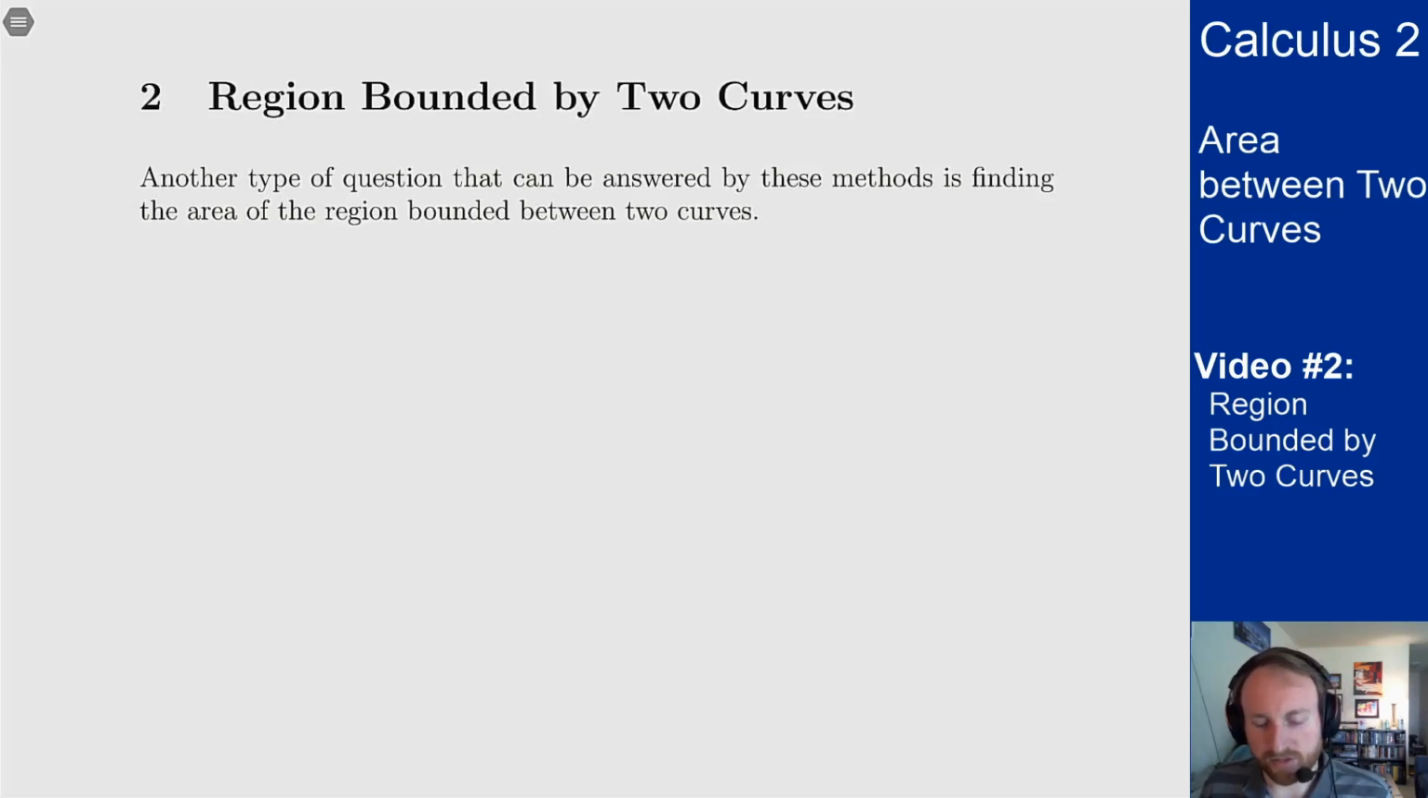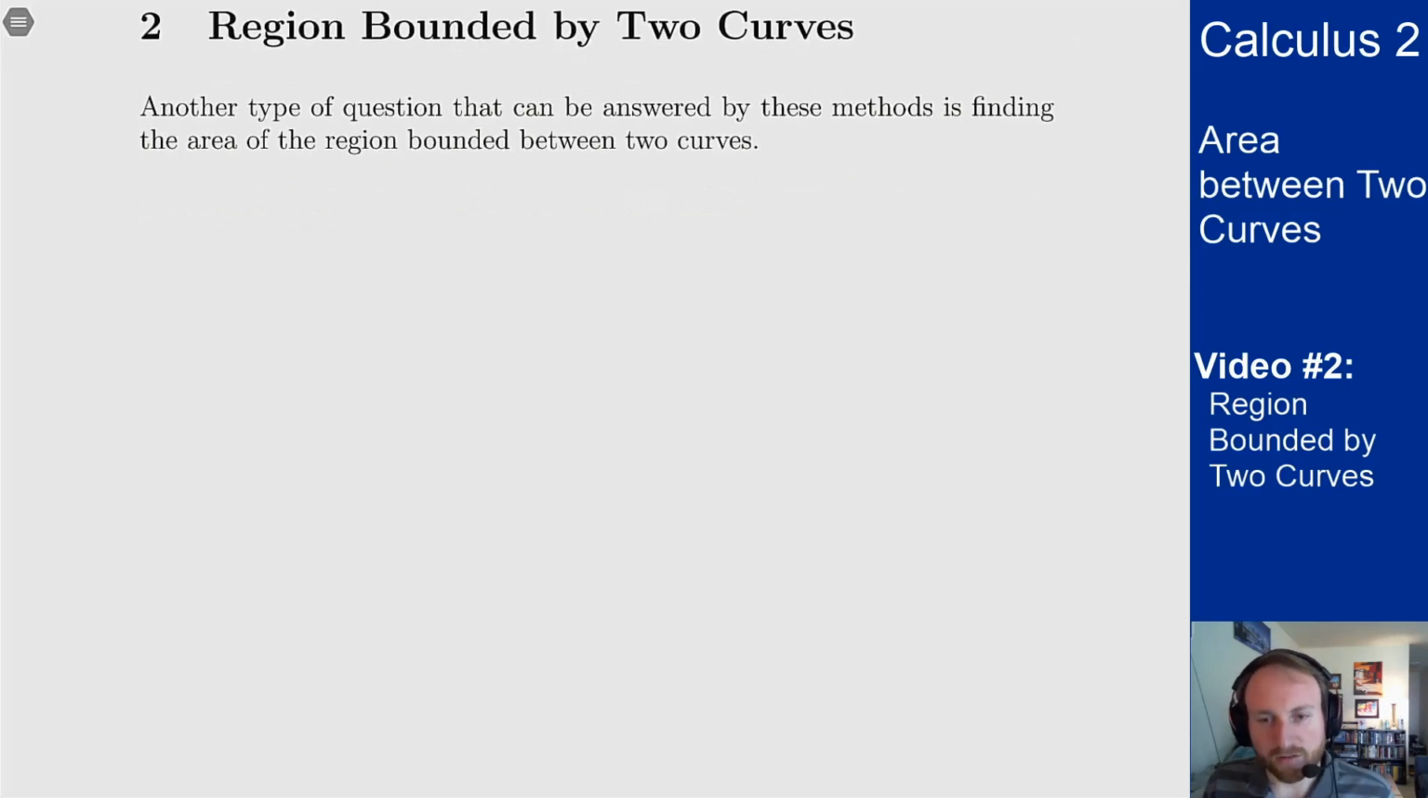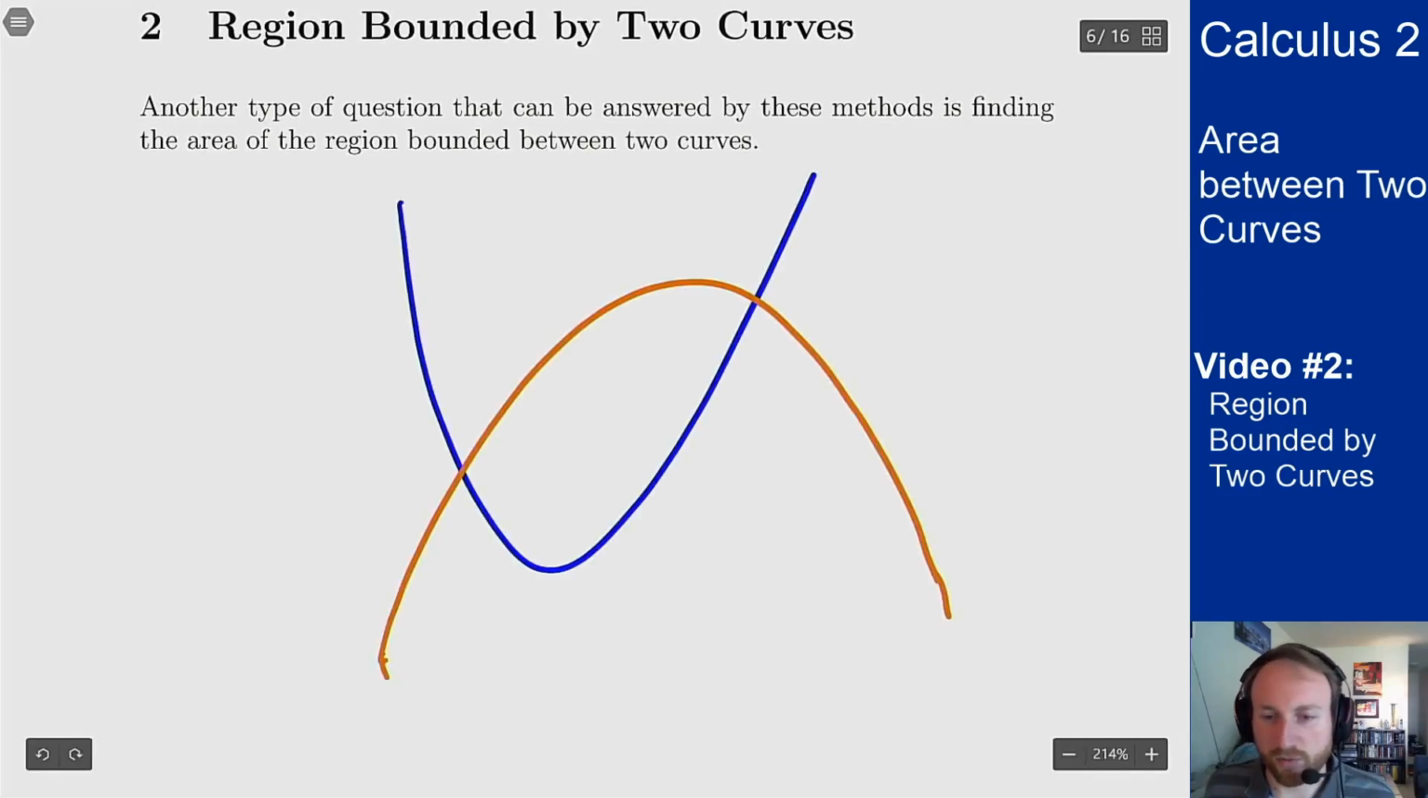And to motivate this, let's draw a picture of what this might look like and see how we can figure out how we would solve this problem. So a region bounded by two curves might look something like this. There's, say, my two curves, two parabolas. Any curves would work in this case. And I want to find the area of the region bounded by these two curves.